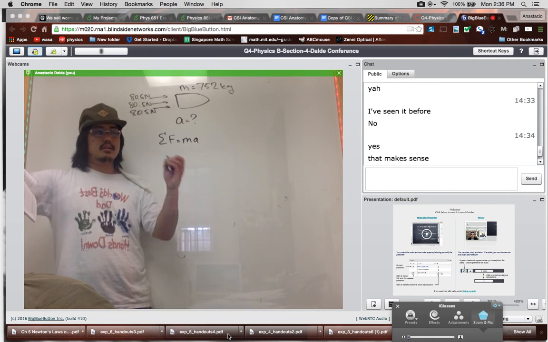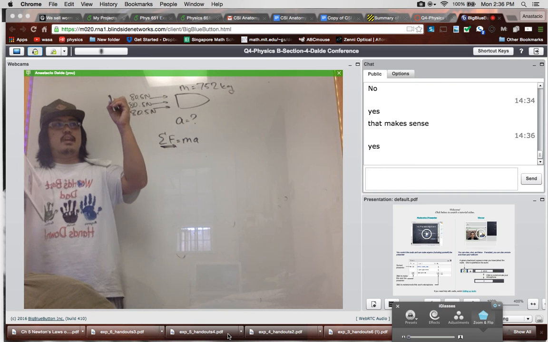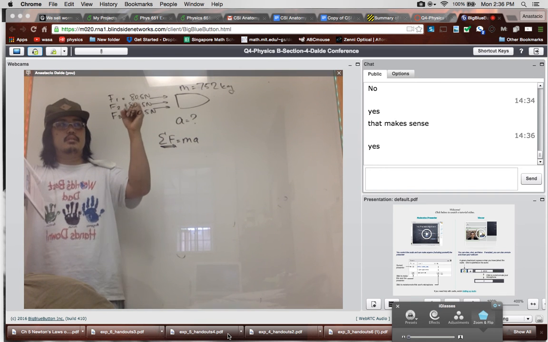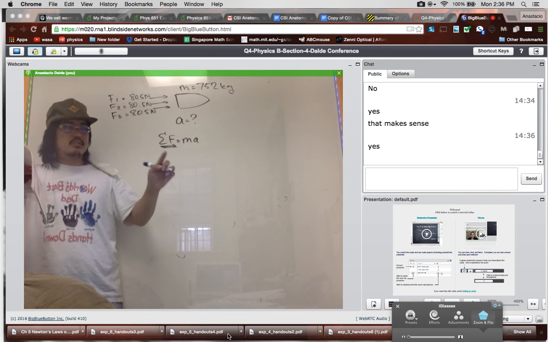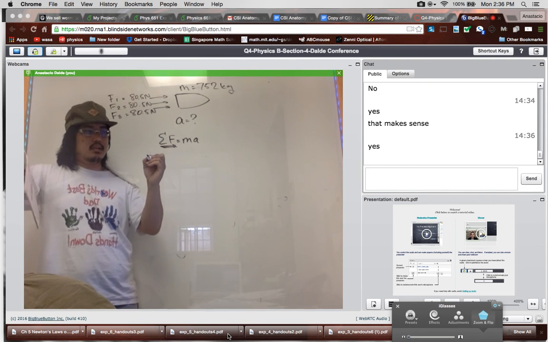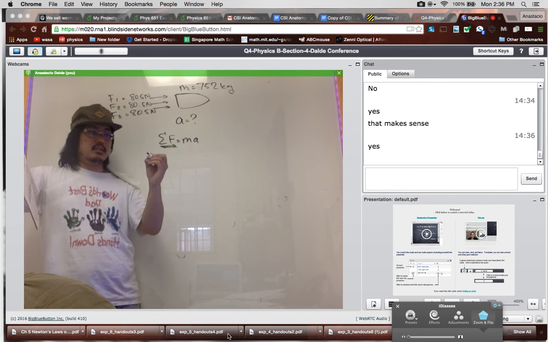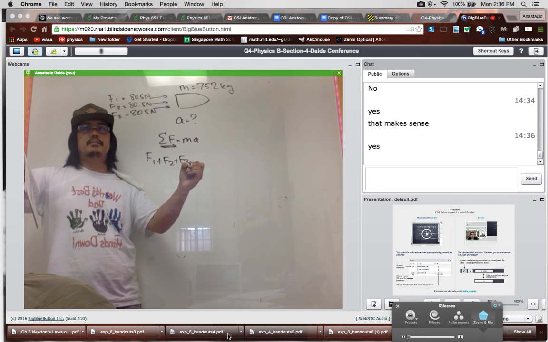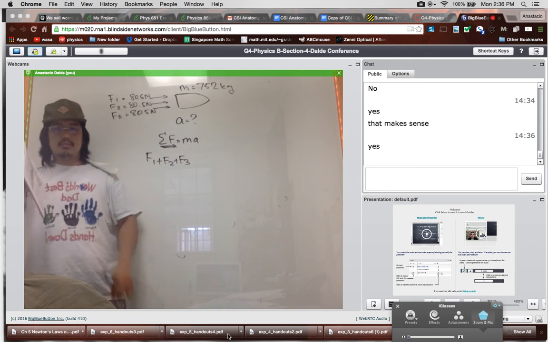Now, this left-hand side says to add up all of the forces. I'm going to label these forces as F1, F2, and F3. So this left-hand side of this equation right here says to take all the forces that I see. All the forces that I see is force 1 plus force 2 plus force 3. That's a force, and that's a force. Are we cool?